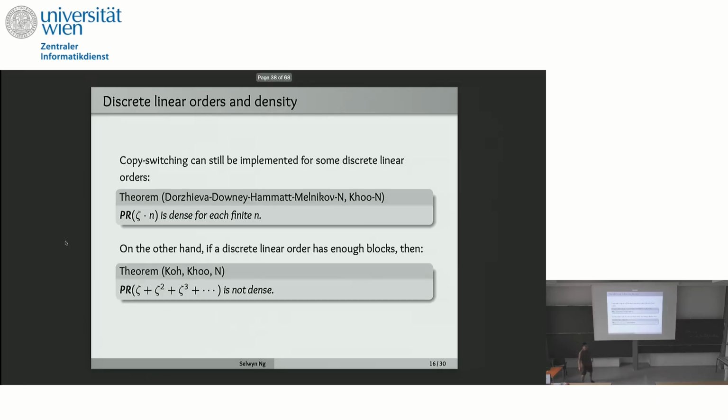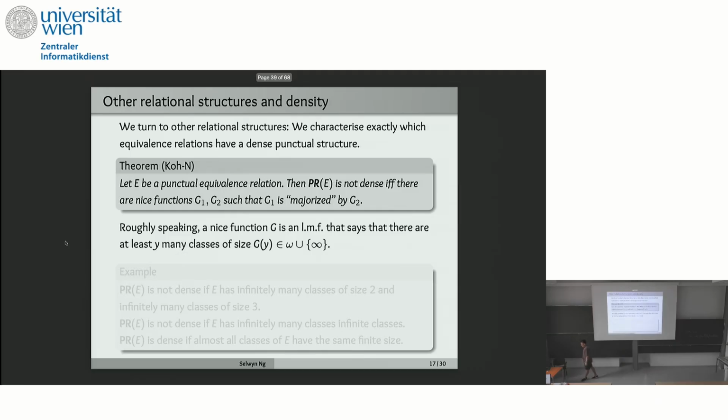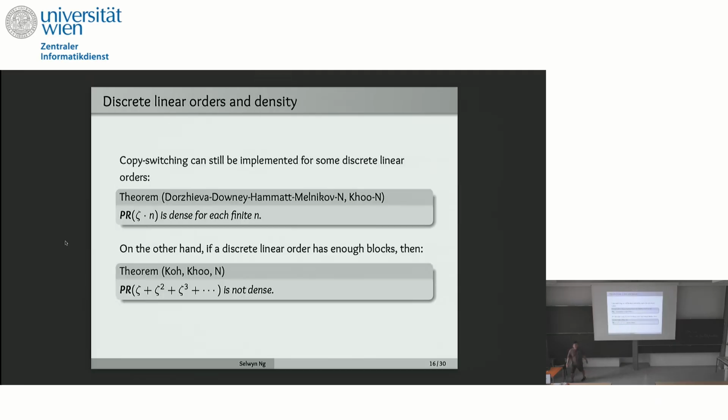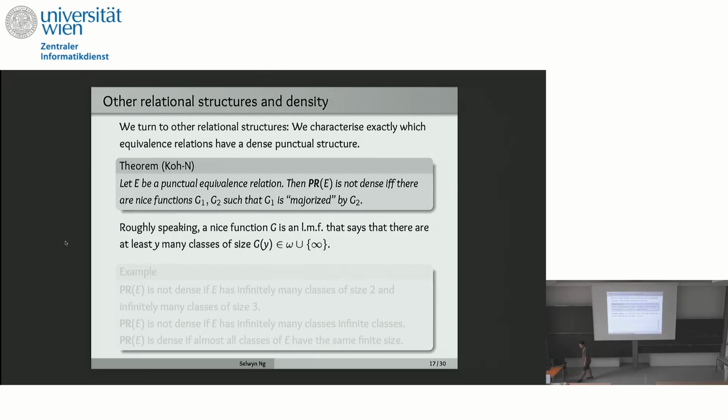On the other hand, if you have a discrete linear order with enough blocks, so this much is enough, if you take zeta plus zeta squared plus zeta cubed and so on, then it can be shown that this structure is not dense. Of course, there's a big gap in between, and that's one of the questions that we had. Okay, so just quickly, it seems that relational structures turn out to be difficult to classify.